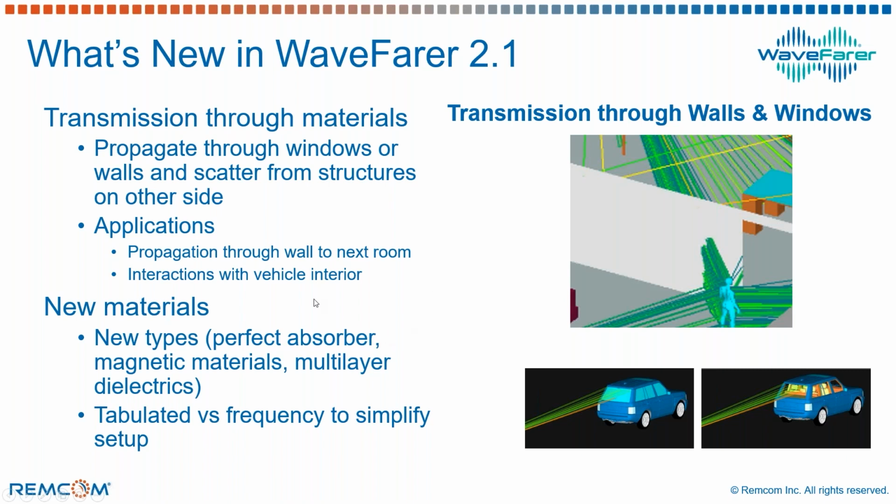In addition to transmissions, we've added some new materials. These include a perfect absorber, the ability to define magnetic material properties, to define multi-layer dielectrics, and then we also now have an ability to include tabulated dielectrics, which we'll show a little bit later. And that allows us to have a database of properties that can vary all the way from 100 megahertz up to 100 gigahertz, so that you can define a material and have it choose the appropriate sets of values based on the frequency where you're operating.